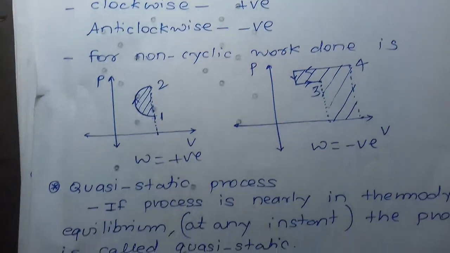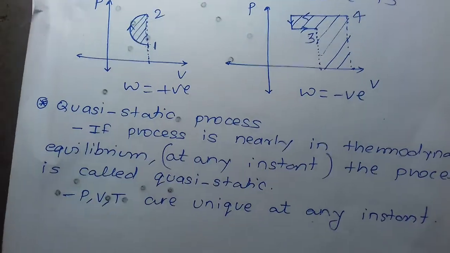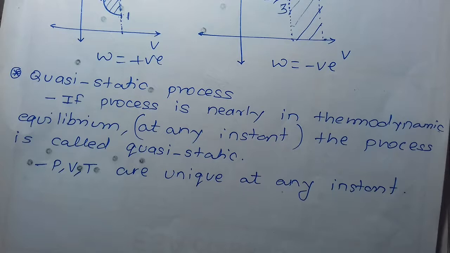Here work done is positive because the process is clockwise. Then quasi-static process. If the process is nearly in thermodynamic equilibrium at any instant, then the process is called quasi-static. P, V, T are unique at any instant.